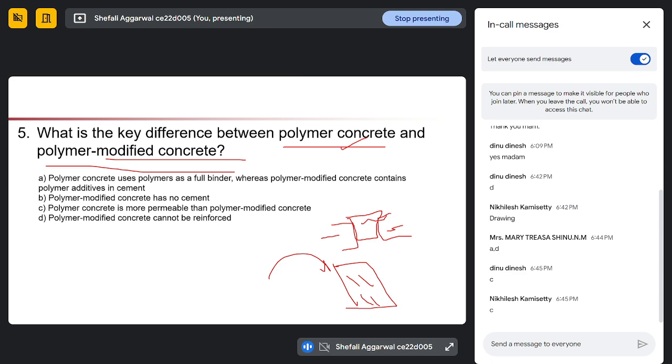So now if we see from these options, it uses polymers as full binder, whereas polymer modified concrete contains polymer additives in cement. So this is the correct option. Contains no cement, no. Polymer can be more permeable, no. Concrete cannot be reinforced, wrong. So the answer will be A. Okay.